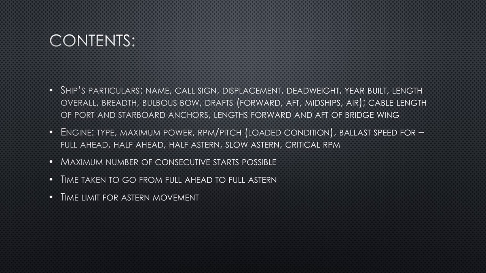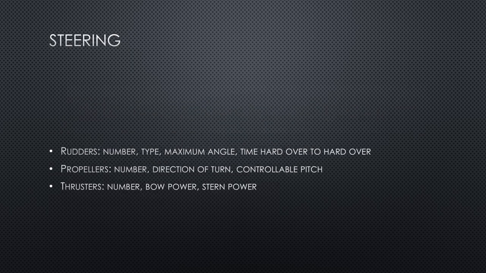Then the engine details are also included, which include the type of the engine, maximum power available on the engine, the RPM and pitch of the engine in loaded condition, as well as the RPM for full ahead, half astern, slow astern, speeds at ballast. Then the critical RPM is also provided, that is the minimum RPM required for the vessel to be maneuvered. And then we have the maximum number of consecutive starts possible on the ship's main engine, time taken to go from full ahead to full astern, and time limit for the astern movement.